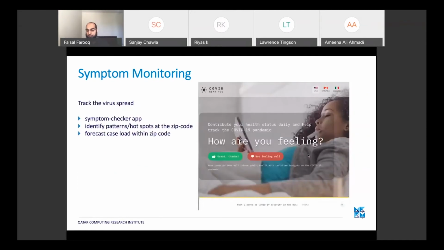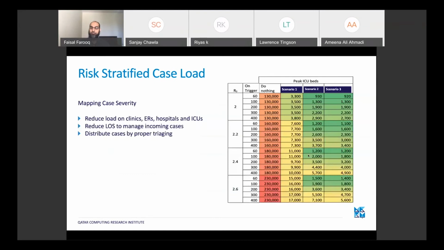So, Faisal, a quick question here. The question was, if you go back to the previous slide, is Qatar actually using some of these ideas here, like the risk stratification and caseload?